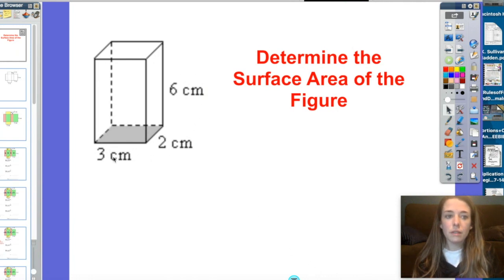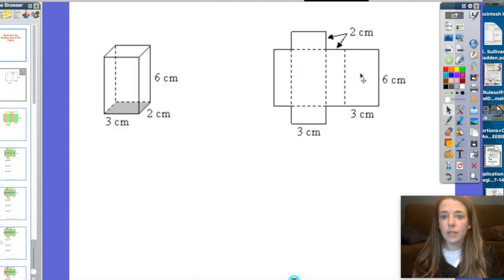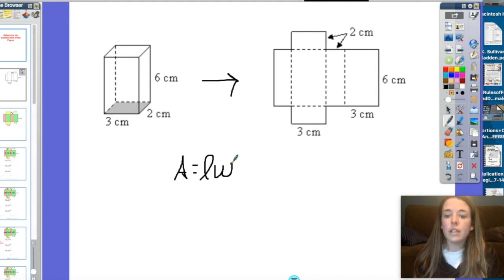So this is a rectangular prism, which means it has 6 faces: 1, 2, 3, 4, 5, 6. And once I create this net from it, I can use the area formulas that I know and love for a rectangle, area equals length times width, to calculate the surface area. So unlike volume, surface area still is only going to require the multiplication of 2 dimensions.